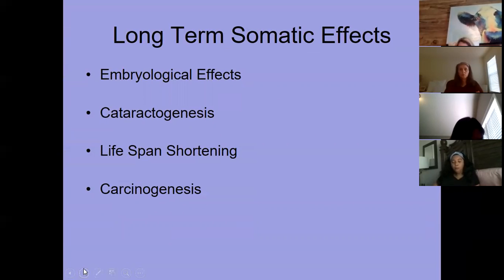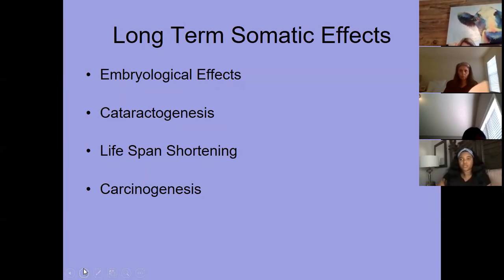So what we're covering primarily in this unit are long-term somatic effects. We're going to briefly look at embryological effects because we've already looked at them in another unit. Then we're going to look at cataractogenesis or cataract formation from radiation exposure. We're going to talk briefly about lifespan shortening, and does our job put us at risk for a shortened lifespan? And then lastly, we're going to talk about carcinogenesis, which is cancer induction. And that's where we'll really focus most of our time.